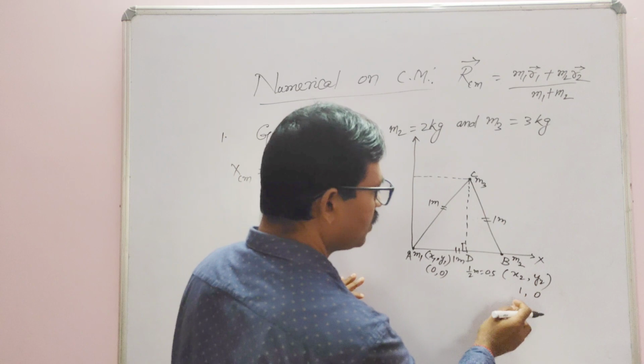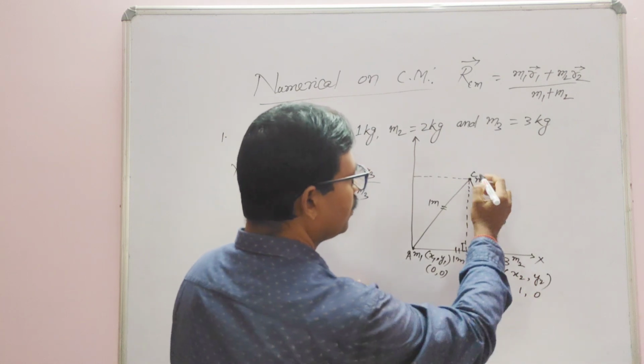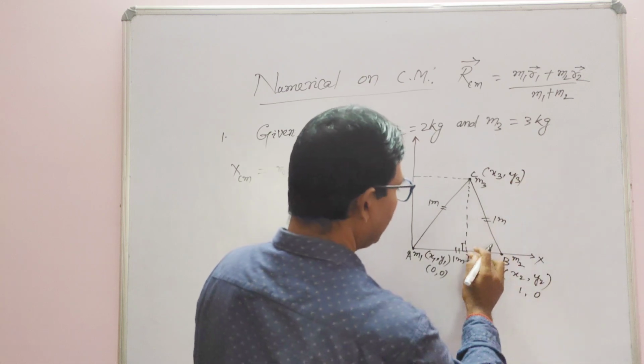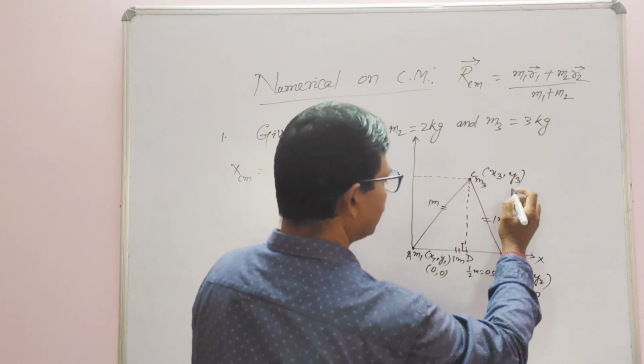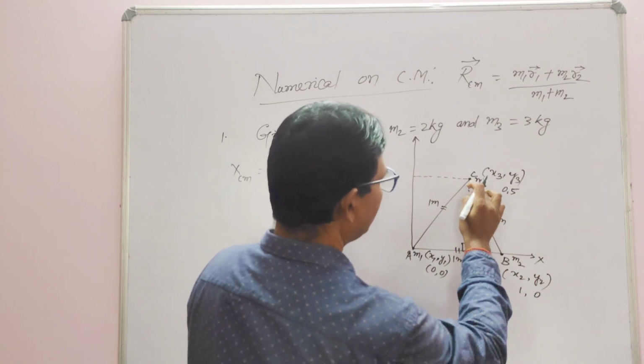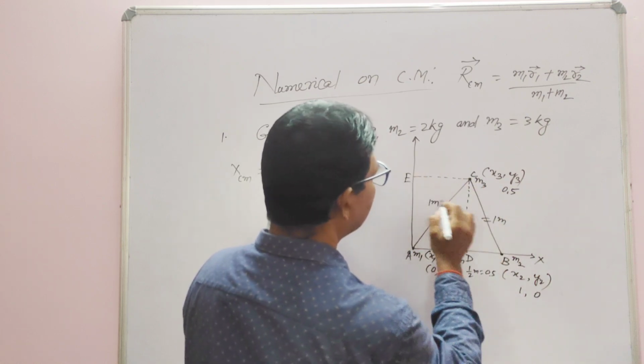Okay, can you understand? This is 1, 0. You will calculate x3, y3. Along this one is x3, so it is 0.5. And how can you calculate this one? Suppose CD, you give the name E.